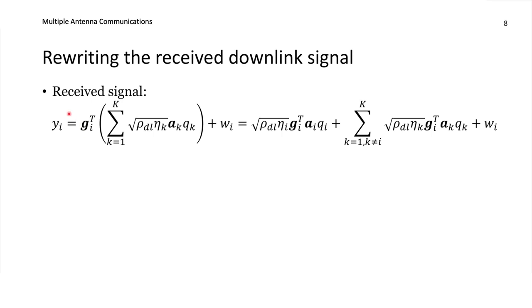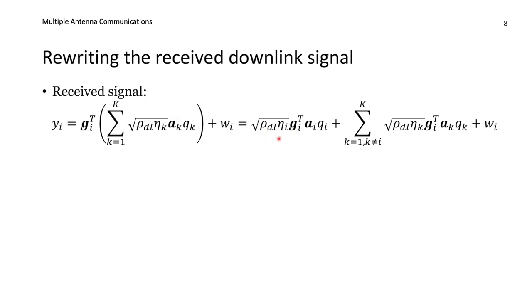So y_i is equal to the channel vector g_i transpose, and then here we have the transmitted signal, and here we have the noise term. The transmit signal when we're using precoding is a summation over all of the users. We have the total transmit power, we have the eta_k parameters telling us how we are dividing the power between the users, we have the precoding vector of user k, and we have the data that is transmitted towards user k. And we can now rewrite this by pulling out the term that is the desired one.